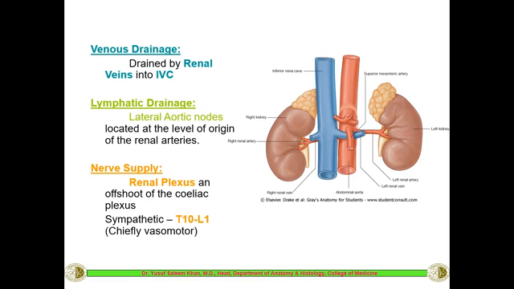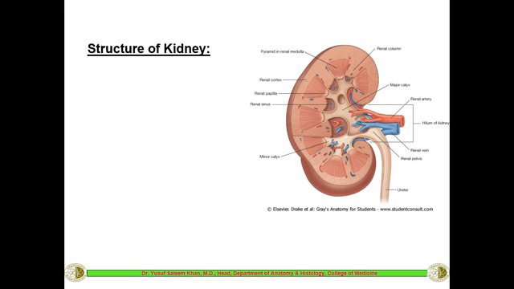So this has a sympathetic component coming from T10 to L1, chiefly the vasomotor, and the afferents will be coming mainly from T10 to T12. So this is the nerve supply of the kidney. Now coming to the structure of the kidney, which can be seen by the naked eye. If you take a section of the kidney, a vertical section, you can see some things even by the naked eye or using a hand lens.